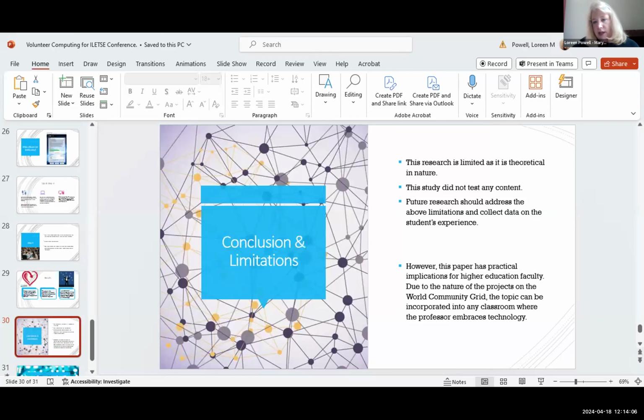Okay, so in conclusion, obviously this research is very limited. I didn't do any type of study or analysis on the students' experience. It's just talking about what you can do from your class. And because the World Community Grid's projects are so diverse, the topic could go in any specific class, and anyone could volunteer on the web.